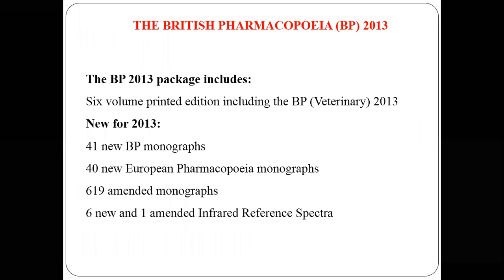Then the British Pharmacopoeia 2013. The British Pharmacopoeia 2013 package includes the 6-volume printed edition, including the veterinary information as in the previous edition. In the 2013 British Pharmacopoeia, there are 14 new European Pharmacopoeia drugs they have added, as well as amended 619 new monographs in their assembly.